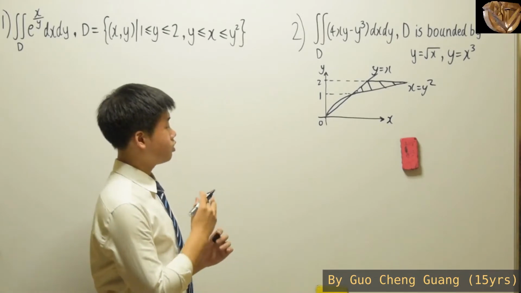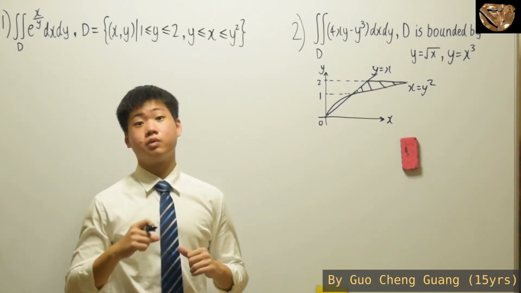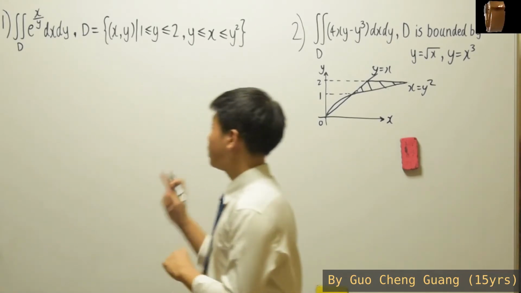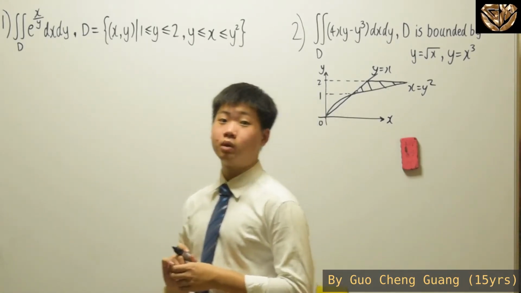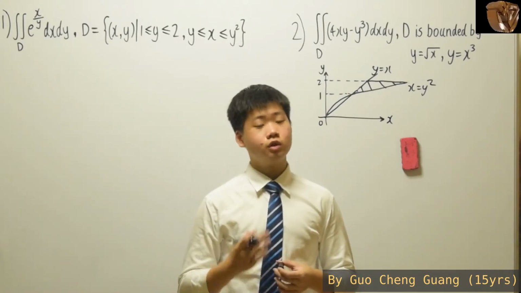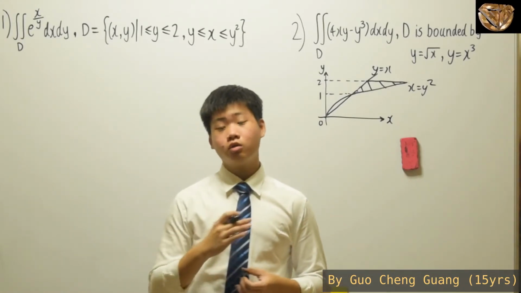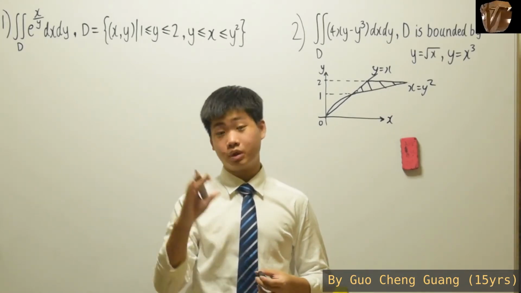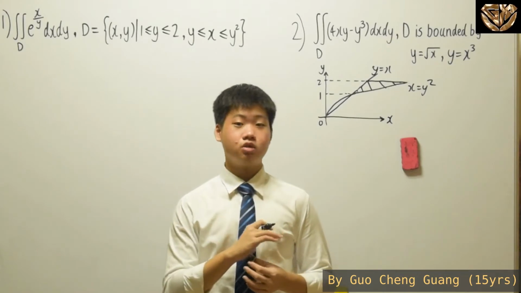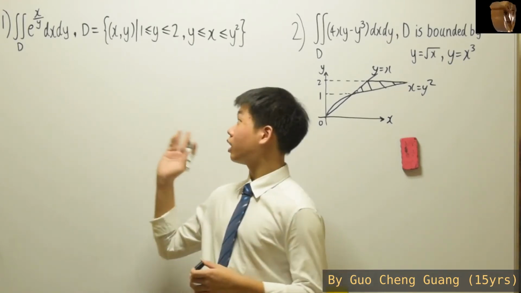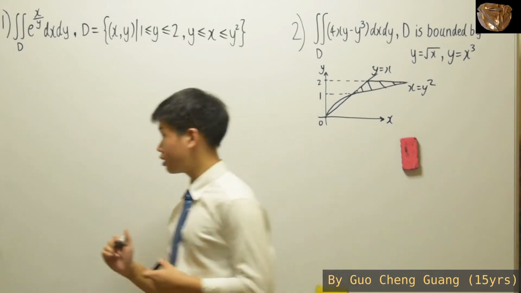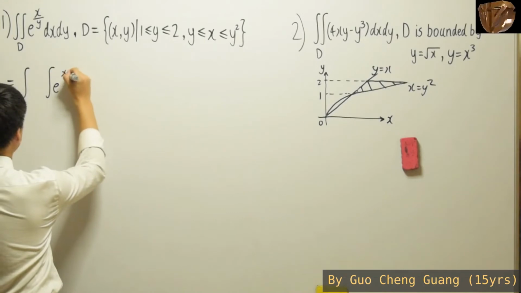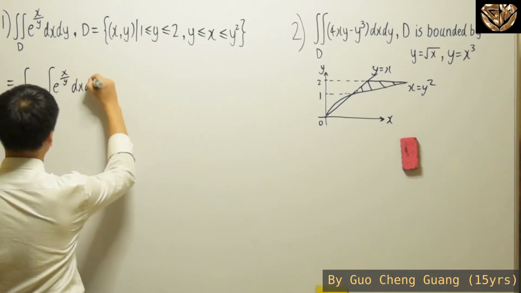Now that we know this, do we want to integrate with respect to y first, or with respect to x first? Take a look at this integrand, e to the power of x over y. Which one do you think you should use? If you want to integrate y first, how do you integrate e to the power of something over y? It is not quite possible. So let's take a look at what happens if we integrate with respect to x first.